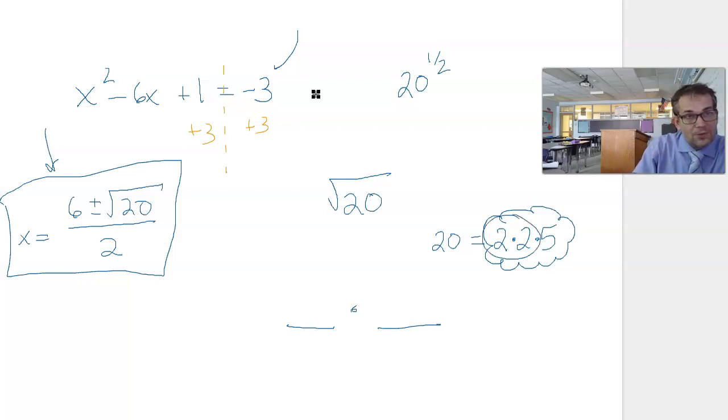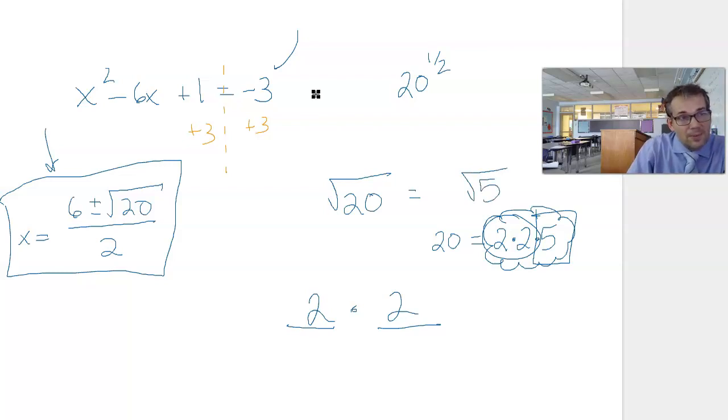I have enough 2's to give everybody a 2, but I don't have enough 5's to split that up. So the square root of 20 is going to equal, that radical 5 is going to stay in the radical, and the part that I was able to break into 2, that'll go on the outside. So radical 20 is the same thing as 2 root 5.